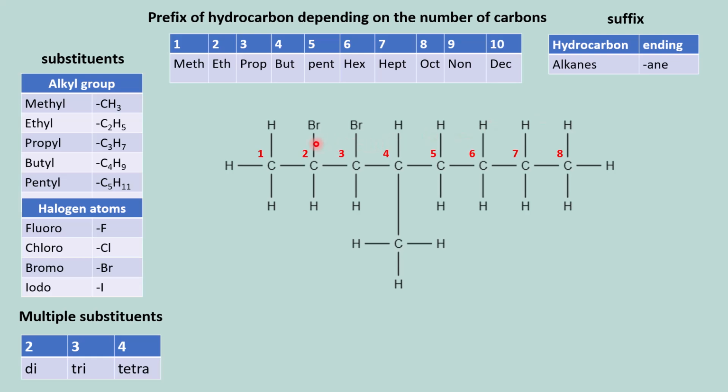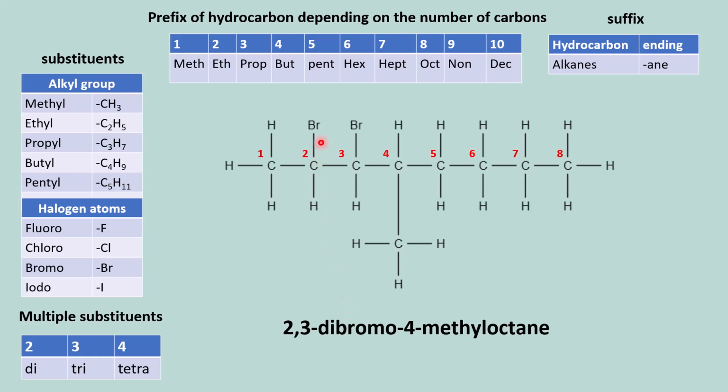But we have some substituent present. We have Br over here, which is bromo. We have one bromo here and another bromo over here. Then we have a substituent here, which is an alkyl substituent. But remember, in arranging the substituents, halogens or halogen atoms are brought before the alkyl groups. So what will be the name? The name will be 2,3-dibromo-4-methyloctane.